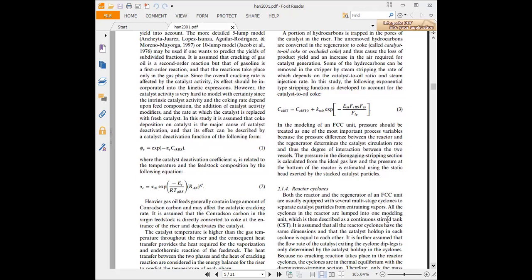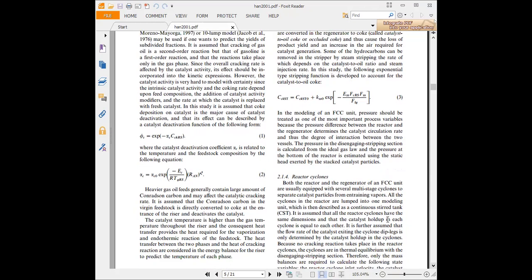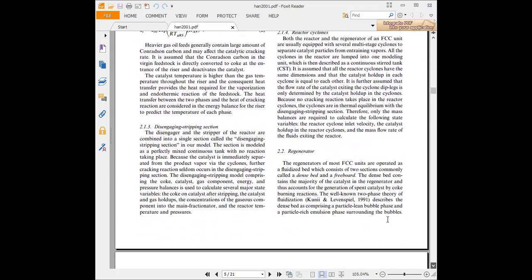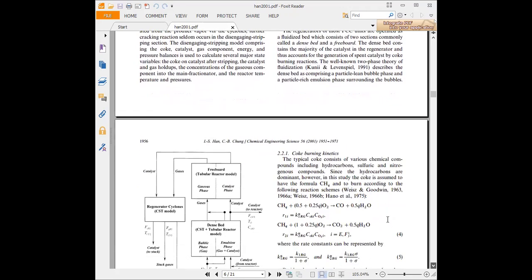Now you can see there are a lot of equations. Okay, so catalyst activation, deactivation, then feedstock composition. So how we have to combine all these things, and how to deal with them, how to combine them, that must be carried out.